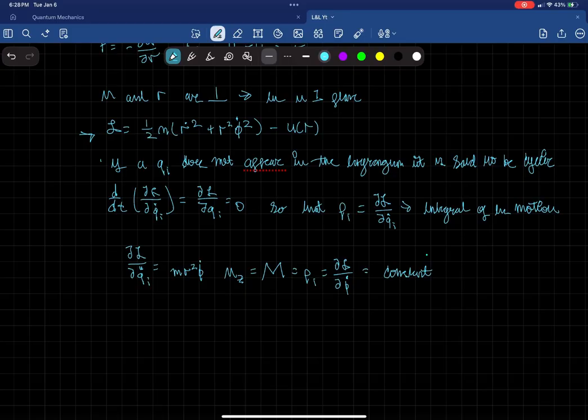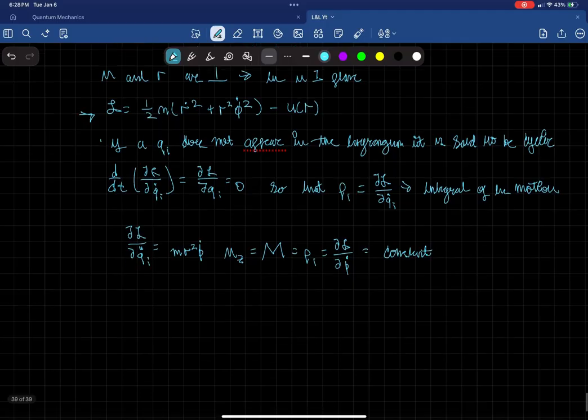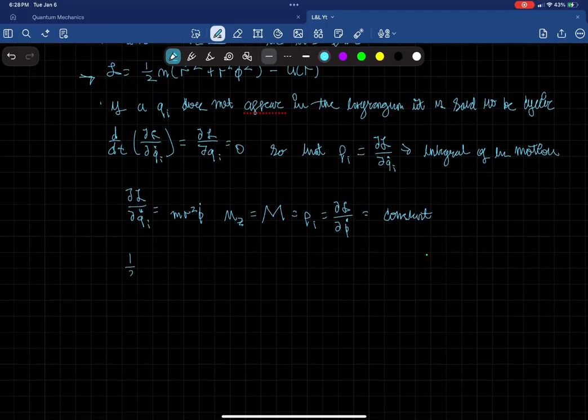Now, this law has a simple geometrical interpretation. In the plane motion of a single particle in a central field, the expression 1/2 r times r d phi is the area of the sector bounded by two neighboring radius vectors and an element of the path.